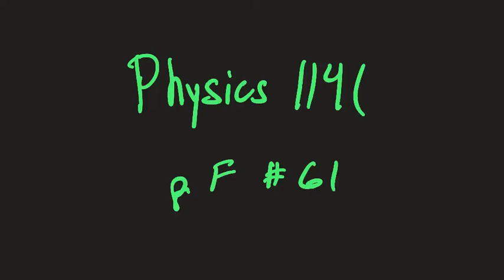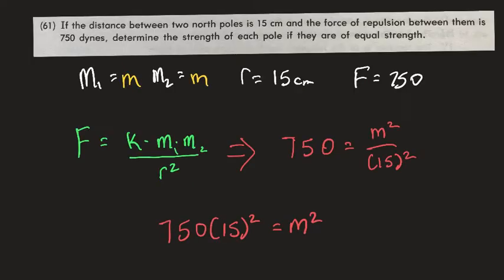Let's talk about problem 61 on page F. It's similar to some other problems on the page, but just a little bit different. The problem reads, if the distance between two north poles is 15 centimeters and the force of repulsion between them is 750 dynes, determine the strength of each pole if they are of equal strength.